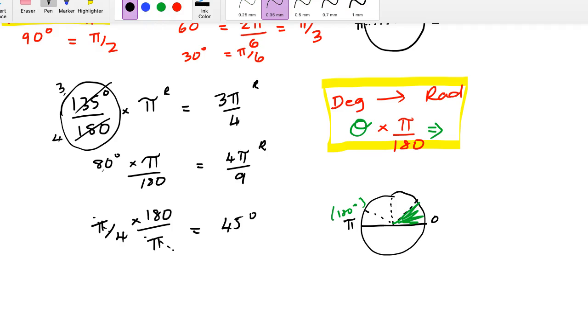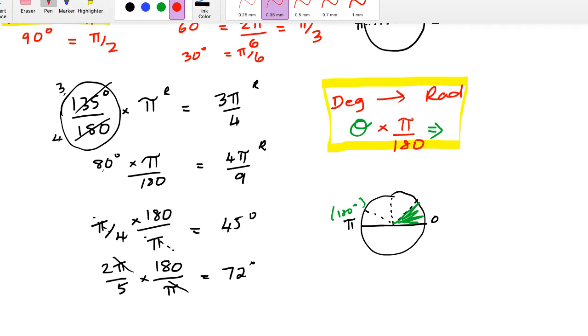And so let's have a think of another one. Let's do 2 pi on 5 radians. So out of pi radians, we want that fraction, lots of 180 degrees to get it back into degrees. Our pi's are going to cancel. We've got 2 times 180, which is 360, divided by 5, so that will be 72 degrees. So 2 pi on 5 radians is 72 degrees.